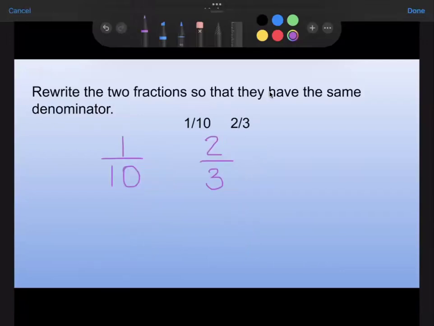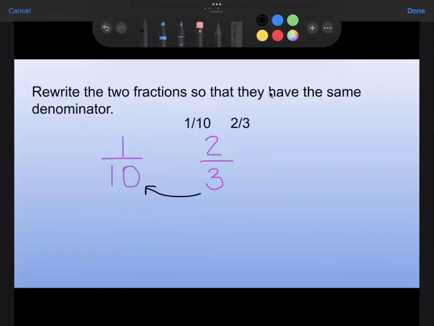Okay, here are my next two fractions. I'm going to take the fractions 1 over 10 and 2 over 3, and I'm going to rewrite them so that they have the same denominator on the bottom, but they are equivalent to these two fractions. So first thing I want to check is if I can multiply 3 times something to get 10. So I always recommend taking the smaller one, seeing if you can multiply it to get the larger one. In this case, I can't. There's nothing I can multiply 3 times to get 10.